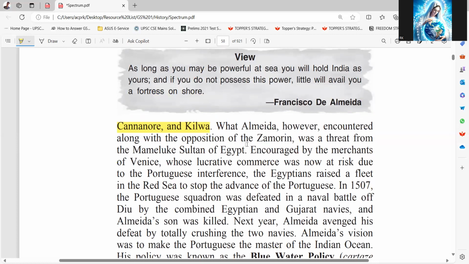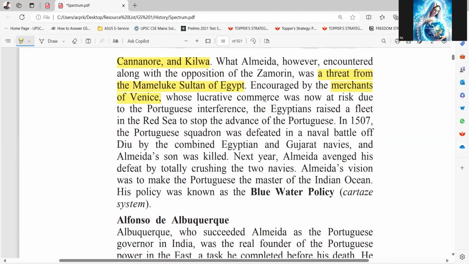Okay, what Almeida, however, encountered along with opposition of the Zamorin was a threat from the Mamluk Sultan of Egypt. Encouraged by the merchants of Venice, whose lucrative commerce was now at risk due to the Portuguese interference, the Egyptians raised a fleet in the Red Sea to stop the advances of the Portuguese. In 1507, the Portuguese squadron was defeated in a naval battle of Diu by the combined Egyptian and Gujarat navies, and Almeida's son was killed. Next year, Almeida avenged his defeat by totally crushing the two navies.